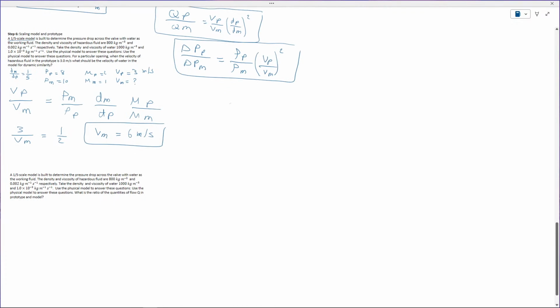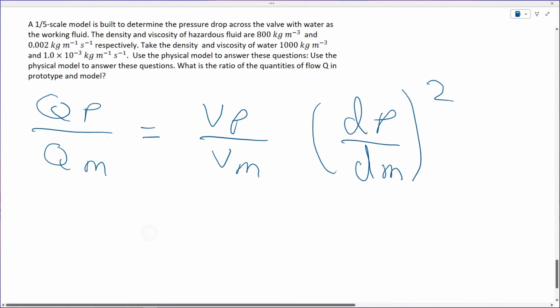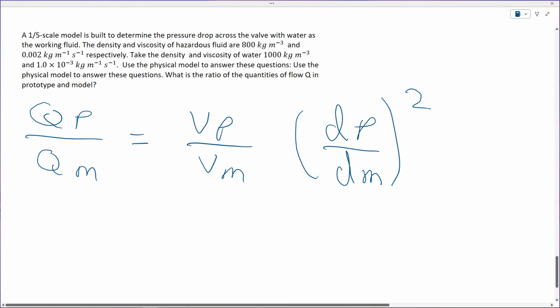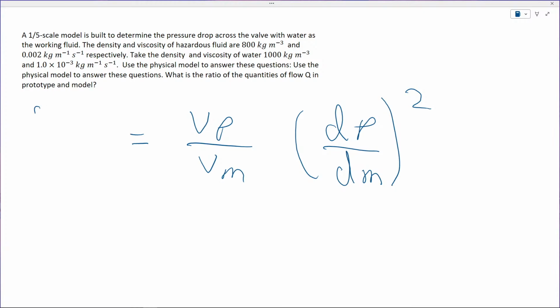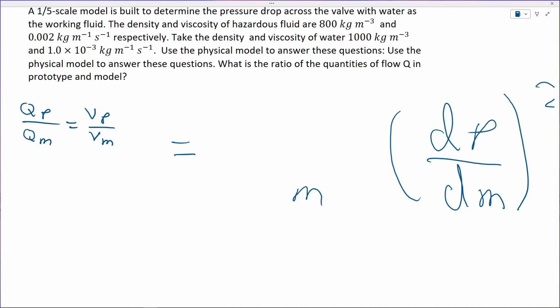So I have Qp over Qm. That is equal to Vp over Vm times dp over dm, and that's squared here. Let me just write it: Qp over Qm is equal to Vp over Vm times dp over dm squared.